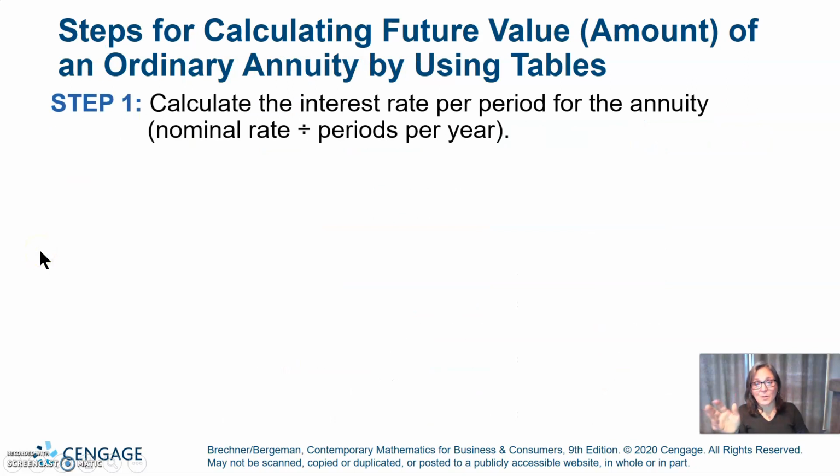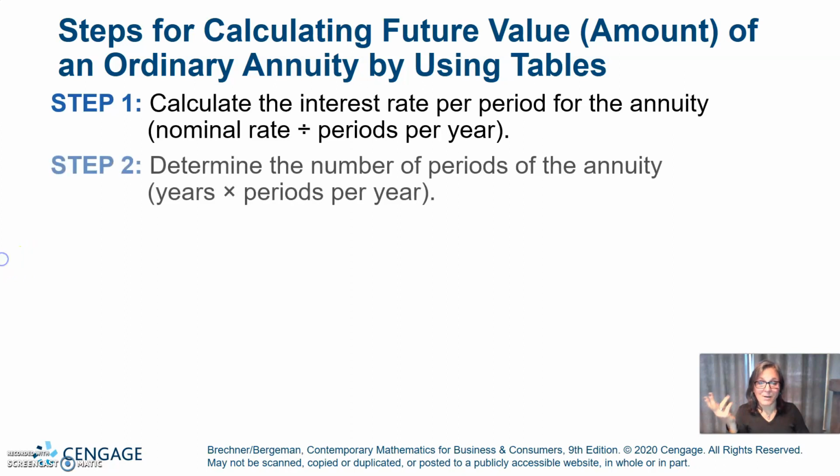So if we want to use the tables, this is the same as in the last chapter: calculate the interest rate per period for the annuity, which is the nominal rate divided by the number of periods. This example we just did is annual, so you're dividing by 1, which is not necessary. Determine the number of periods of an annuity. It's the years times the periods per year. So if it's annually, that's 1.